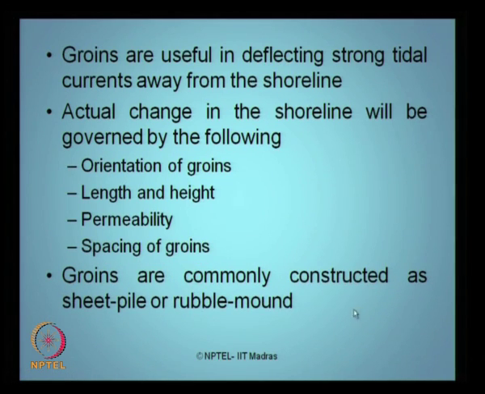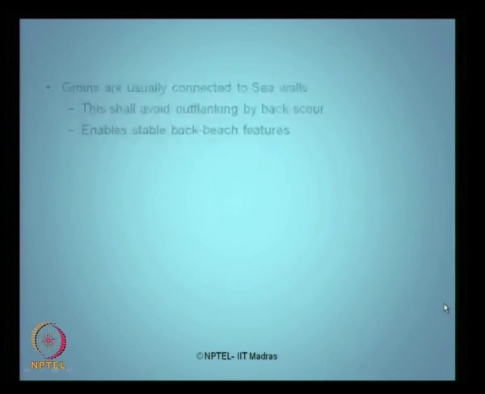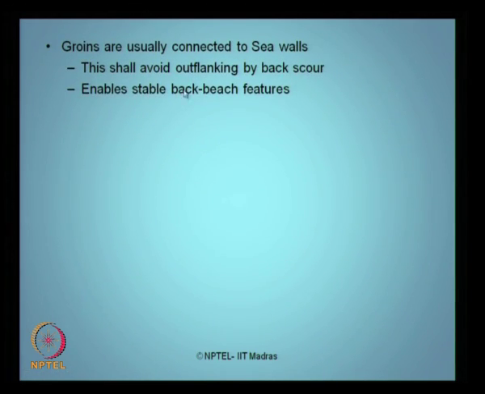Groins are commonly constructed as sheet pile or rubble mound. Rubble mound means they are mounded by rubble or random rubble masonry stones. Groins are usually connected to sea walls for effective continuity and functioning. If you connect groins to the sea wall, then this avoids what we call outflanking by back-coverage. It enables stable back beach features if they are connected together, therefore generally groins are integrally connected to the sea walls.